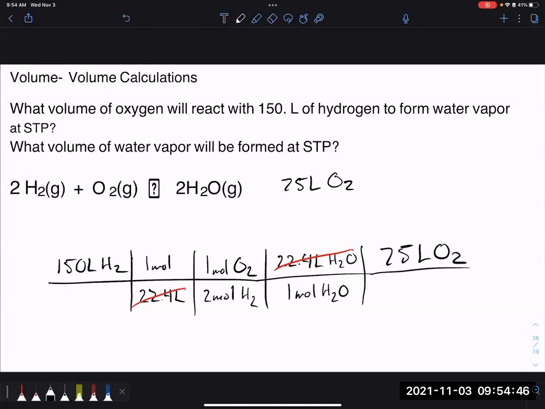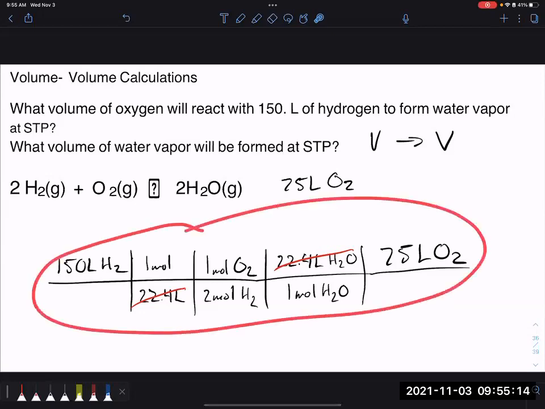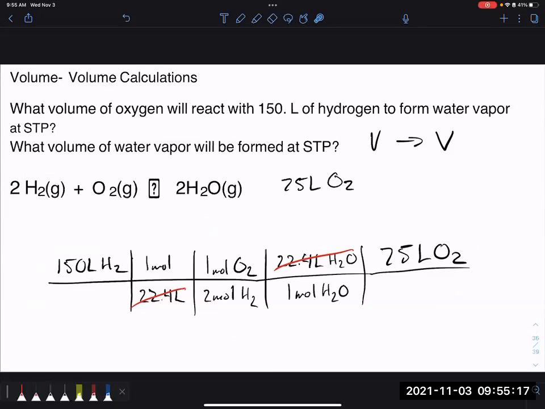So this is only going to work though when you're going from, well, not just liters, but volume. So volume of something, it's a volume to volume conversion. You can use the simple mole ratio and just divide 150 by 2 to get the amount of oxygen. Or you can set up this whole thing. Probably not advisable on a test when you have a limited amount of time, but.